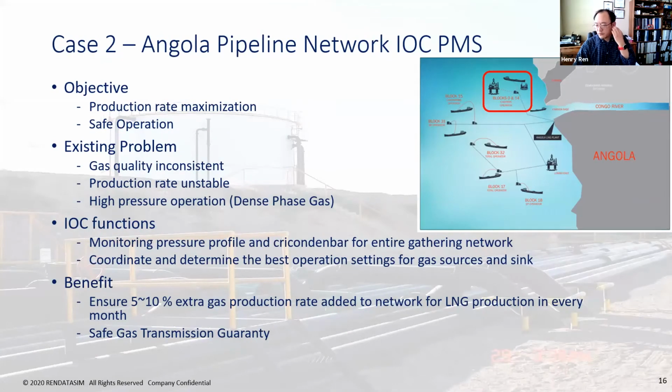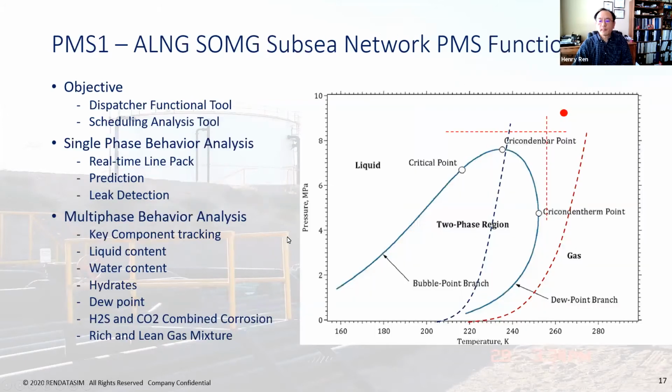The benefit is to ensure five to ten percent extra gas production rate added to the network for LNG production. But most important is when the LNG plant has an issue, they don't want the gas. How are you going to understand the gas line packing, they call it drafting and packing, and the packing and drafting conditions around the pipeline? There's no instrument except at the source and this location. So how are you going to understand the leak condition and predict conditions? All through those software solutions.